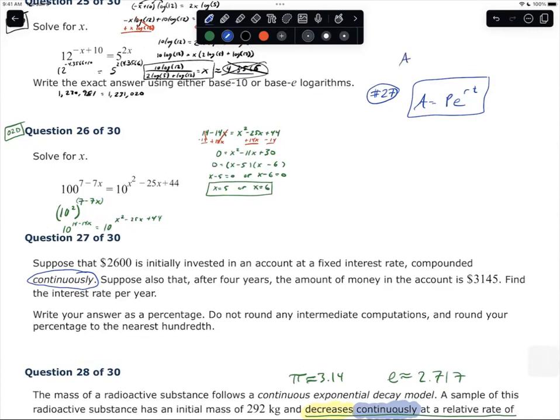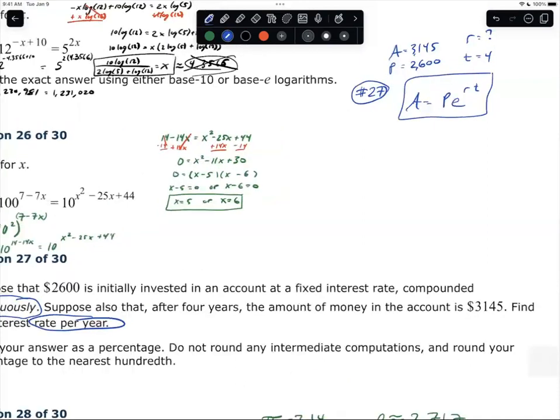A, what's A? That's the later amount. And then what else? The principal, that's the initial amount, is 2,600. Good. And then what else? And then time is 4 years. And then we were not given the rate. We're told to find the rate. So R is the question. We're not sure what R is.